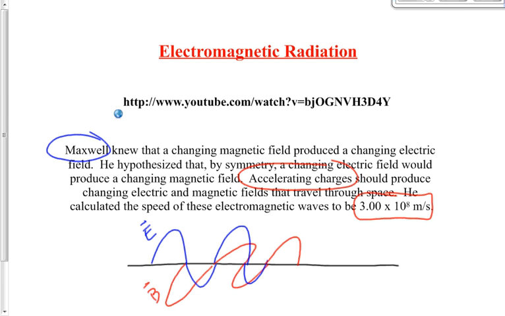So all of these types of rays, all of these types of radiation are the same thus far. They're all produced by accelerating charges. They all consist of an electric field that is perpendicular to a magnetic field, the electric field that produces the magnetic field that produces the electric field, and so on. They all travel at the same speed, 3 times 10 to the 8 meters per second. What's different about them? The frequency. And we'll talk about that in just a few minutes.